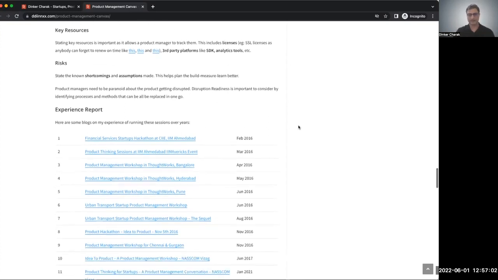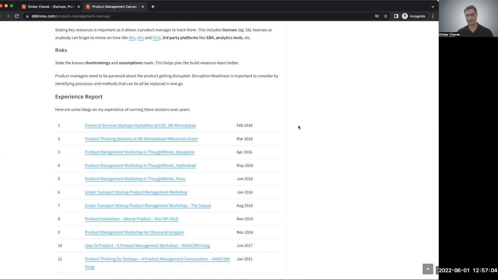Very important to call out the risks that are involved here, so you are continuously reviewing them in this canvas. Everyone else who is looking at it is reviewing them, keeping them at the top of their mind so that they can execute on this, right?